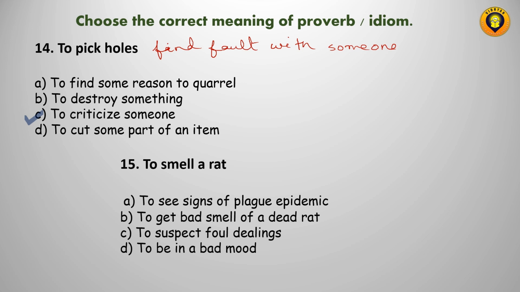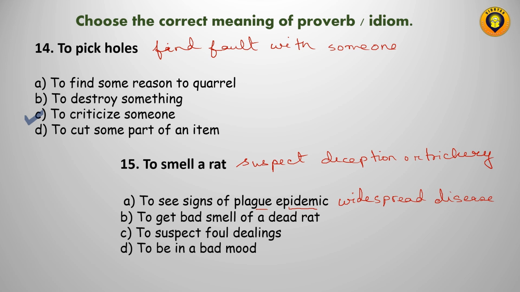Next, to smell a rat. Four options have been given: to see signs of plague, epidemic. Epidemic, we all know, is a widespread disease. When we refer to a widespread disease, we say epidemic, just like plague itself. The other options: to get bad smell of a dead rat, to suspect foul dealings, to be in a bad mood. Now, what is the meaning of to smell a rat? It means suspect deception or trickery. For example, an investigation is going on, and the investigators have discovered that actually someone is trying to deceive them. Someone is laying a trap so that the investigators couldn't find the actual criminal. In that way also we can say that the investigators felt that they're smelling a rat.